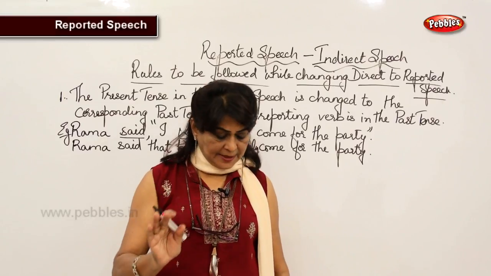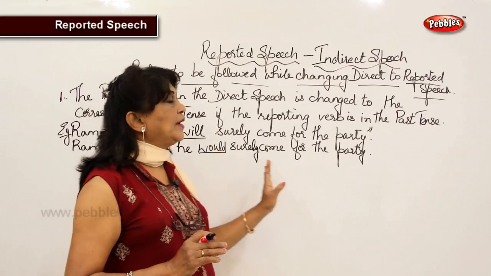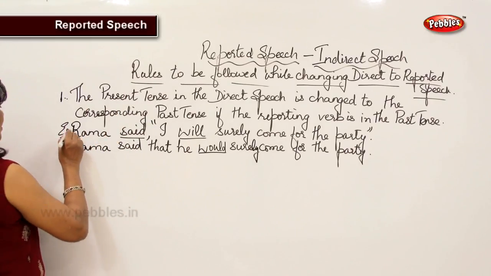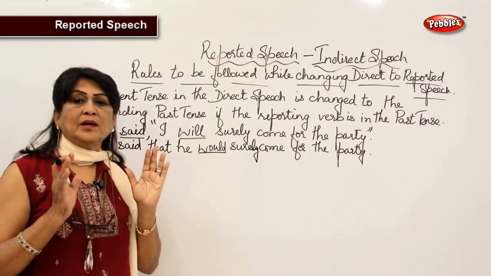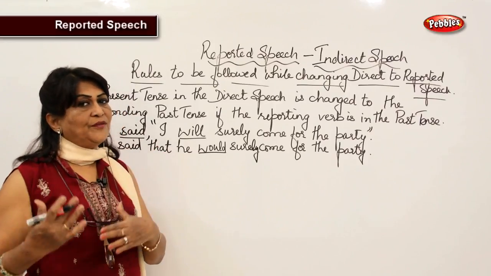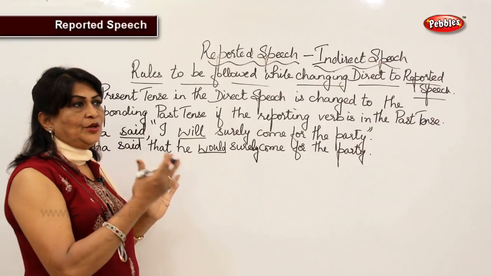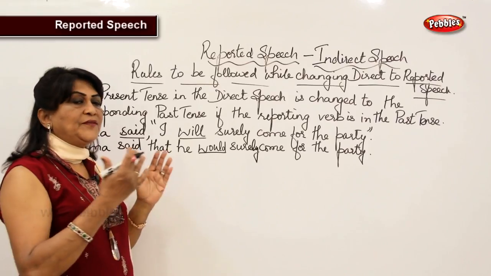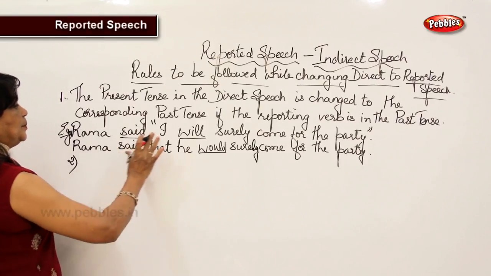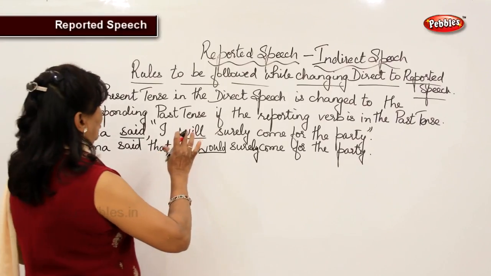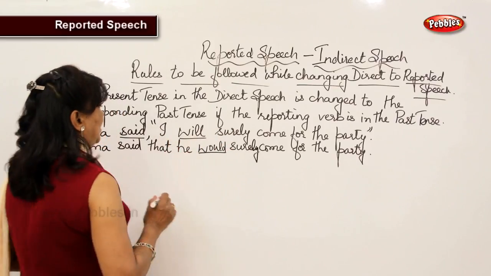Okay, next point is the same way a simple present tense becomes simple past, or present continuous, for example. I'll just give another example. If you have present continuous, it becomes past continuous. If you have future continuous, it becomes past continuous. Anything present will become past. If it is present perfect, it becomes past perfect. I'll give three examples for that. So one is simple present tense. This is past plus future: I will surely come for the party. So, will became would.